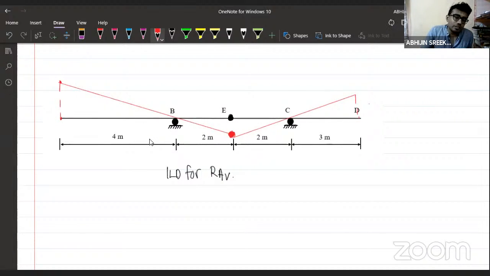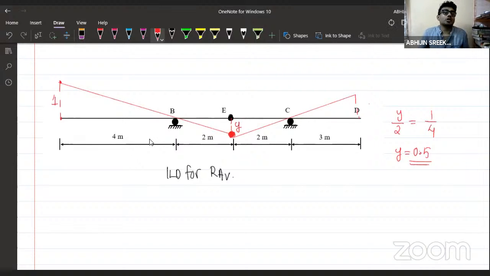This ordinate here will be equal to 1. You can easily calculate the ordinate here. What will be the ordinate here? If I take it as y, then y divided by 2 will be equal to 1 divided by 4, so y will be equal to 0.5. You can use the similar triangle principle here. Find the ordinate of the influence line diagram at various points.